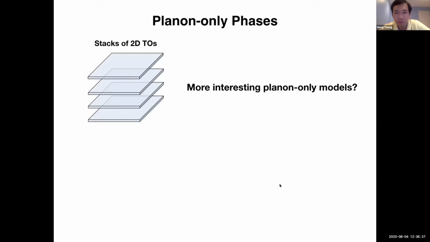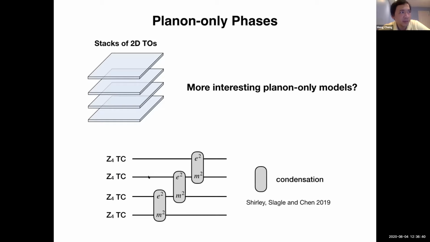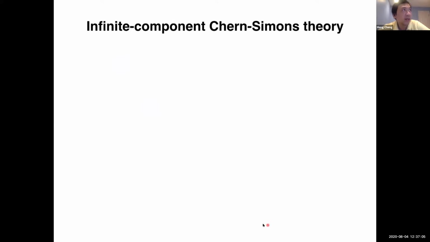So for example, maybe you can start from a stack of two-dimensional topological order phases and do some kind of anyon condensation between different layers, like what I showed here. This is Z4 toric code, and they condense E square and M square across neighboring layers. You can get some interesting planon phases. But I don't want to discuss this particular model. I want to discuss a more general family of models that we call infinite component Chern-Simons theory.